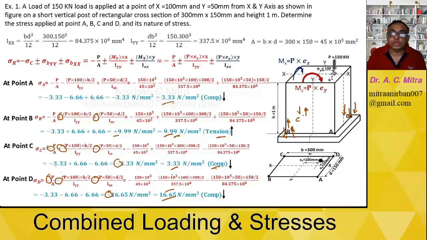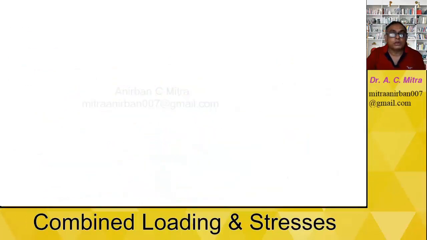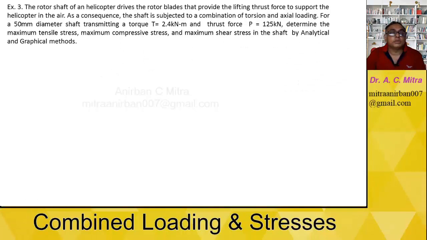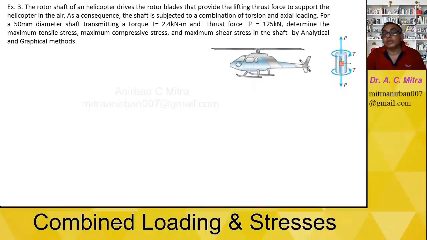I think you understood this point. In the next 2-3 parts, I will explain the different types of problems. I just give you a glimpse of all the types of problems. I will cover them in the next 2-3 parts. This is that one problem of the beam. The second one is the helicopter shaft where some thrust load is applied and some torque is applied. So how to solve this, how to combine the stresses produced on it.